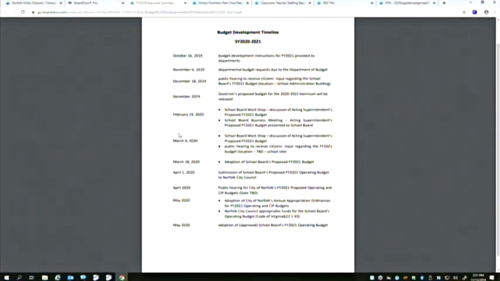Then on the 18th, we would like to hold a public hearing to receive citizens' input related to the budget. That would occur during the business meeting at 7 o'clock. And then, as you already know, in December, the governor's proposed budget for the 2020-2022 biennium will be released. And then in February of next year, on the 19th, we'd like to have a workshop at 4:00 p.m. to review the proposed budget for 2021.